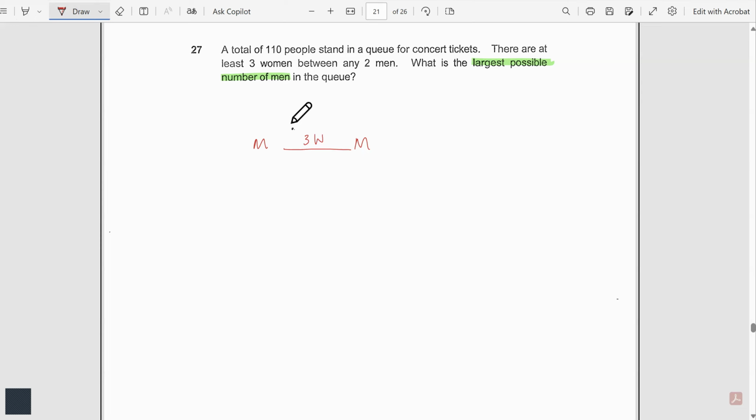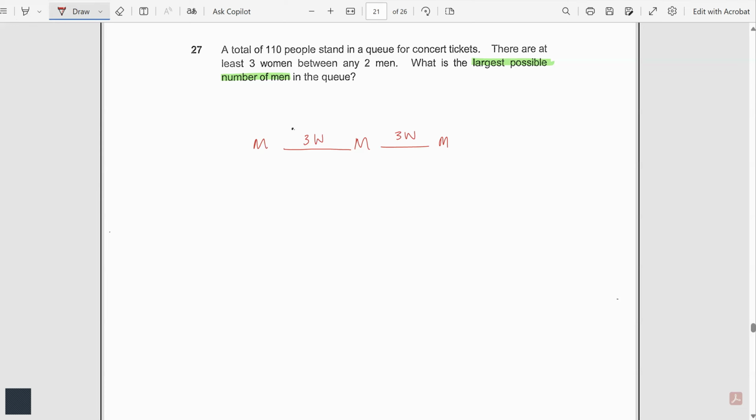All right, so I want the least number of women, which is 3 women. So that's why every interval, I'm going to try and put 3 women for every interval. So it should look like that. Only by doing that can we have a lot of intervals, which means a lot of men in between, because we want the largest number of men.